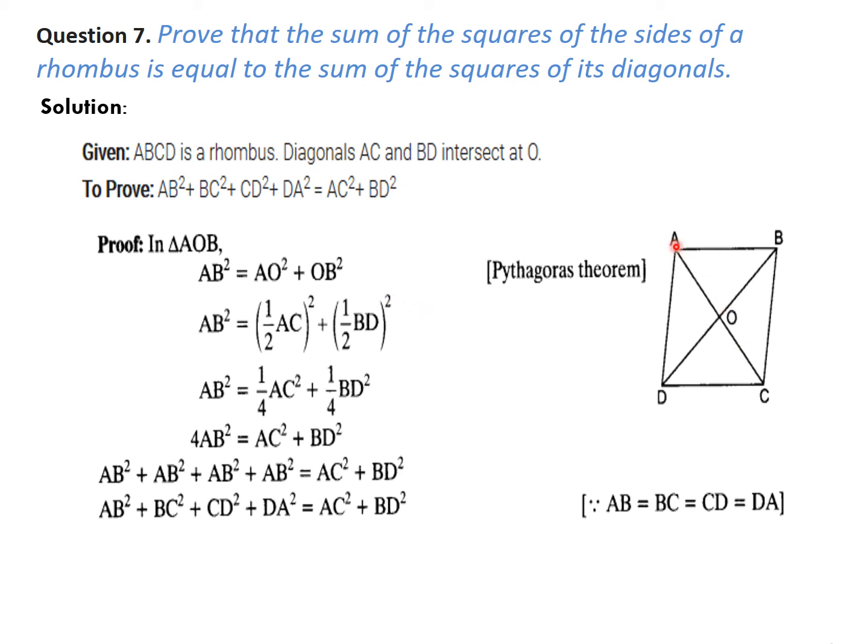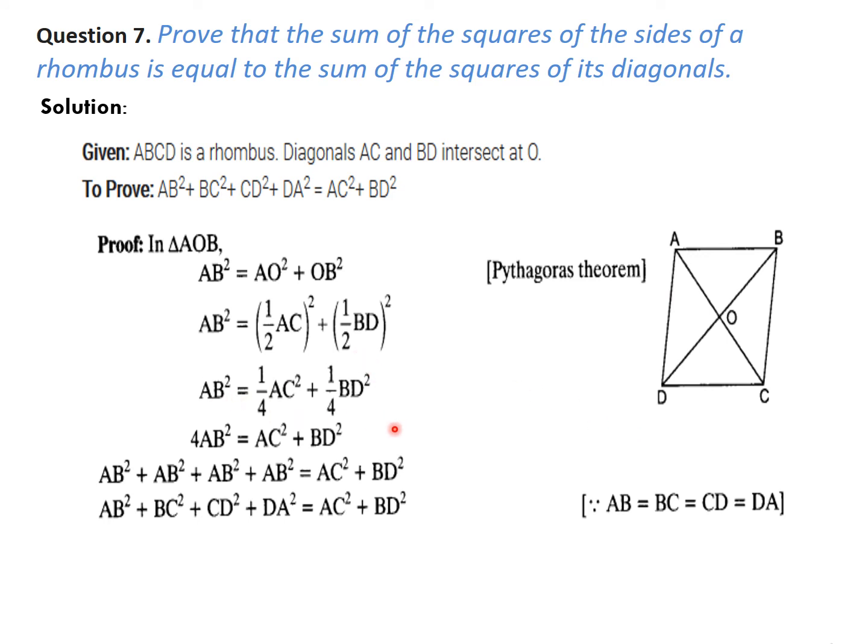Now AC is equal to OA plus OC, because at O it is bisected. So we can say that AC is equal to twice of OA, or OA is equal to half of AC, right? So instead of OA, we'll write down half of AC whole square, plus again instead of OB, we'll similarly write down half of BD whole square.